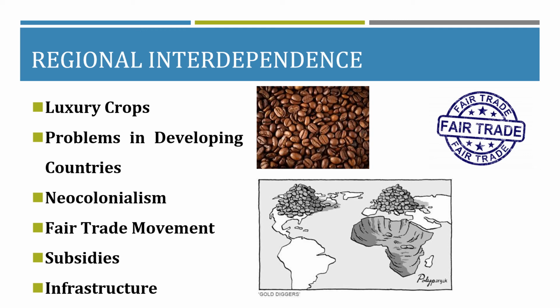Luxury crops are things that we don't necessarily need to survive. Coffee, it really doesn't provide anything for us in terms of needing to survive, but we like it. And so a lot of less developed countries near the equator in Africa and South America grow a lot of coffee on coffee plantations to sell to developed countries. So this causes problems in developing countries because it means that they're growing these products for us instead of food for their own local consumption.